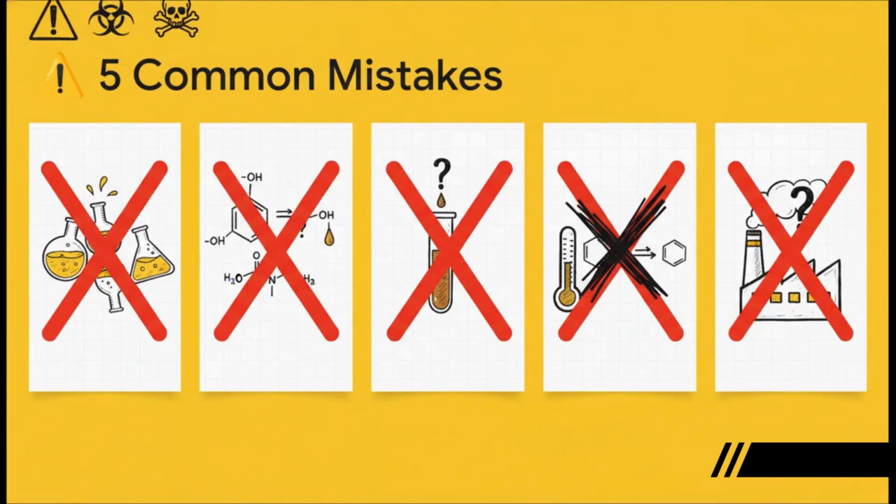Number 1, messing up the acidity order. Remember, it's more acidic than alcohol, but weaker than carboxylic acid. 2, confusing the products of dilute versus concentrated nitric acid. 3, forgetting the bromine water test gives that classic white precipitate. 4, ignoring that temperature controls the product in sulfonation. And 5, not remembering that the Cumene process is the main industrial method. Avoid these, and you are way ahead of the game.